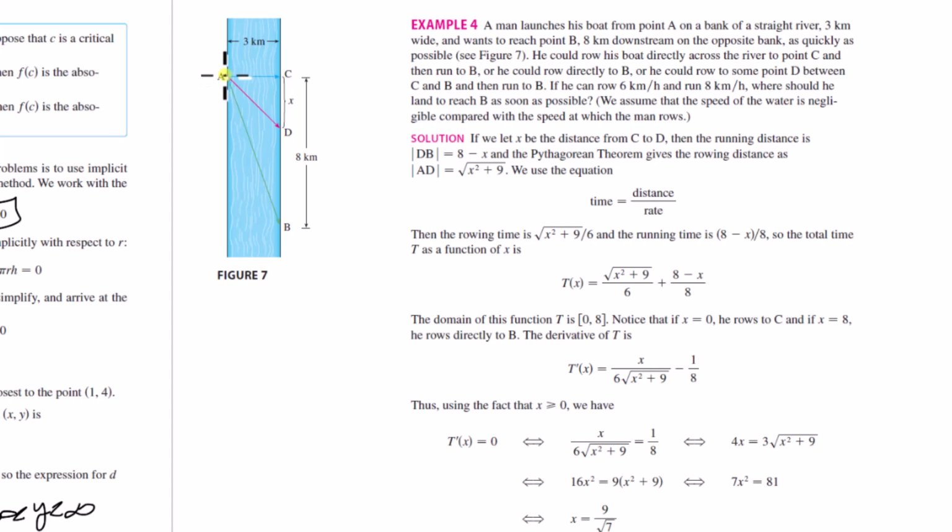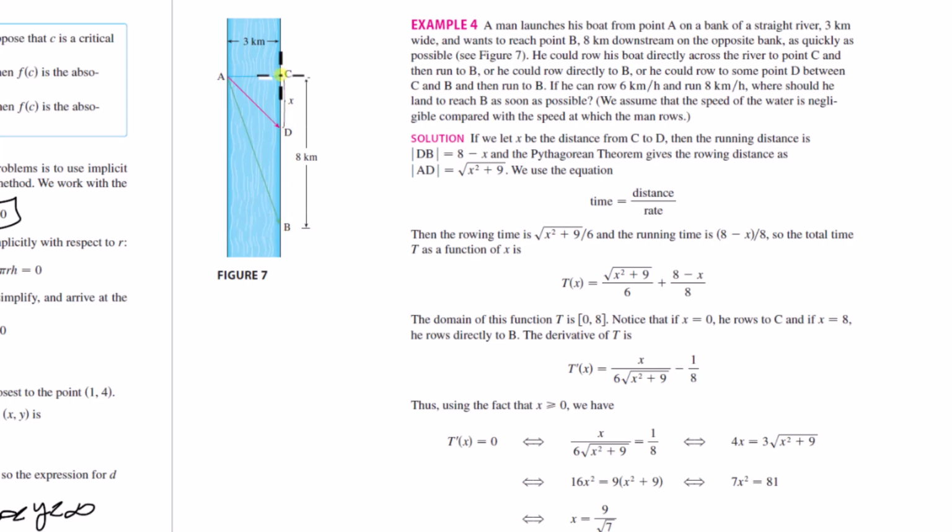All right, so he's starting at A and he wants to get to B as fast as possible. He rows a certain speed and he runs a certain speed. So should he just go straight across and then run 8 kilometers? Should he just row straight to B? Or should he go some intermediate distance? All right, so we know the river is 3 kilometers wide, and so they draw the diagram here. What are we trying to minimize here? We're trying to minimize the time it takes to get from A to B. You can't really see time in the diagram, but the diagram shows that here x can be anything from 0 to 8.